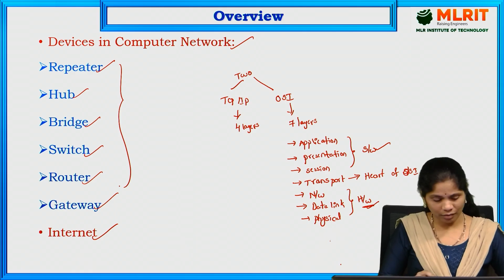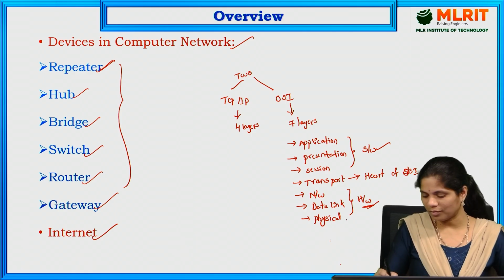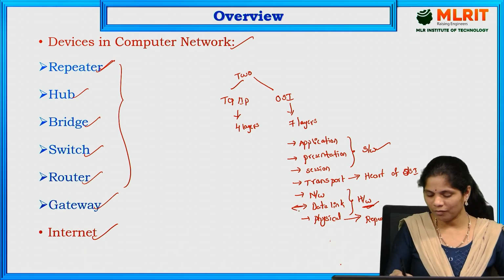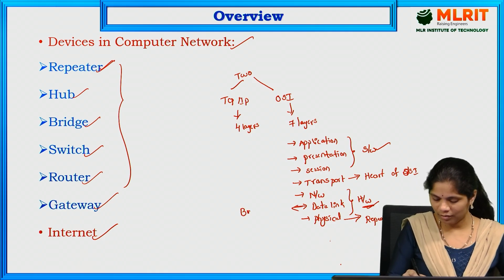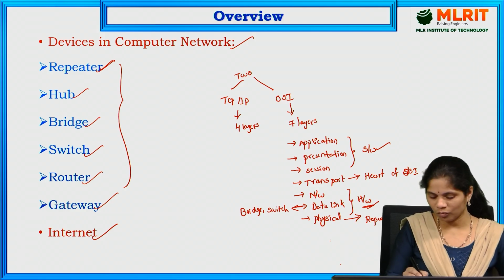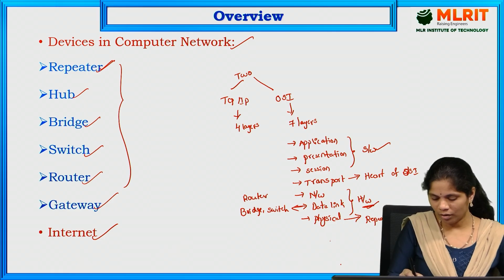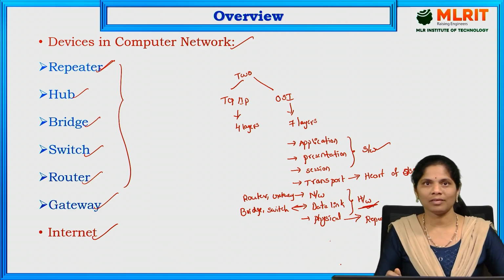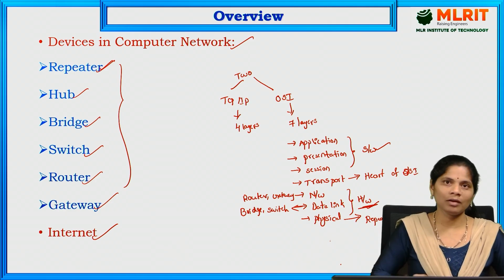First of all, repeater and hub, these two come under the physical layer. Coming to the data link layer, we use the bridge and switch. These two devices we use in the data link layer, and coming to the network layer, we use the router and gateway. These two devices come under the network layer. These are the hardware layers, and there we use these devices. All this we are going to discuss briefly in today's session.